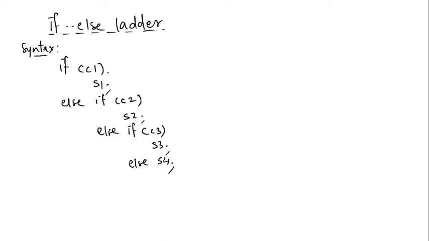So if C1, then you do S1. If not, then check for C2. If C2, then you're doing S2. If not, check for C3. If that, then you're doing S3. And if it is not that as well, then by default you do S4.